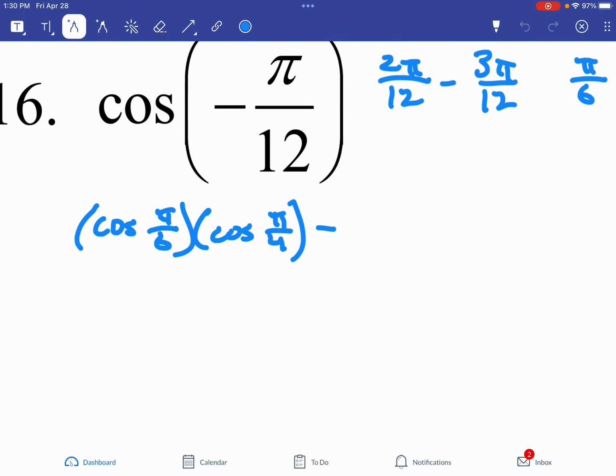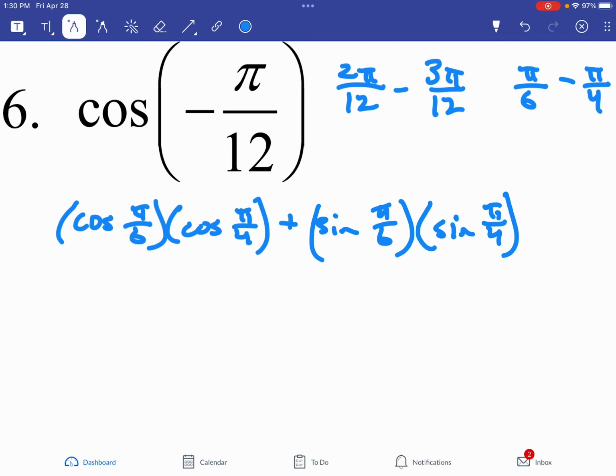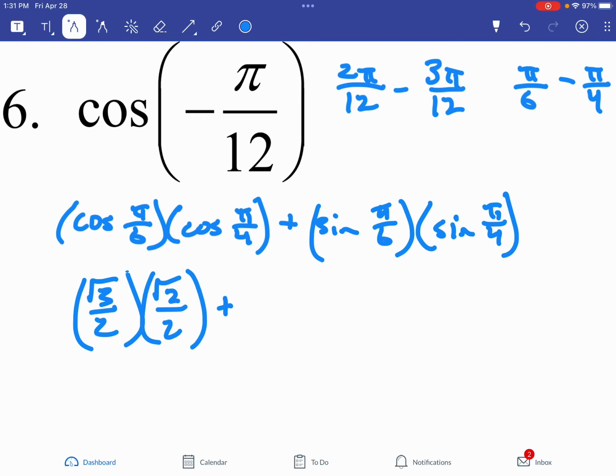Because we're subtracting, we are going to be adding based on our formula. Sine of pi over 6 and sine of pi over 4. So now we look at our values on the unit circle. Cosine of pi over 6 is the x value, so I have root 3 over 2. Cosine of pi over 4 is root 2 over 2. Plus the sine of pi over 6 is 1/2. Times the sine of pi over 4 is root 2 over 2.